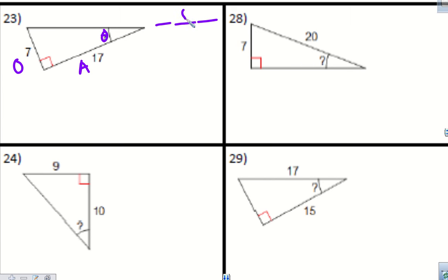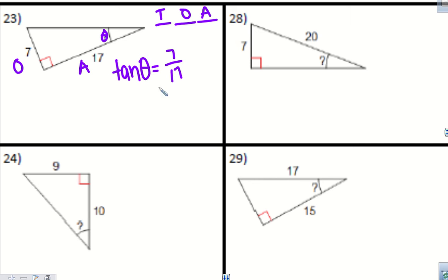It's TOA. So it's going to be O, A, and then your first one is a T. Your T tells you that you use your tangent function. So we have the tangent of theta equals, and we're still going to make our fraction of our O side over our A side, so 7 over 17.